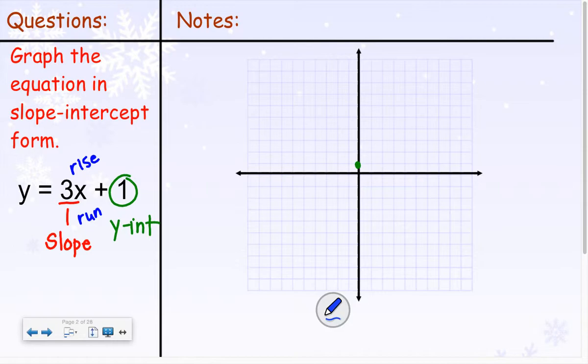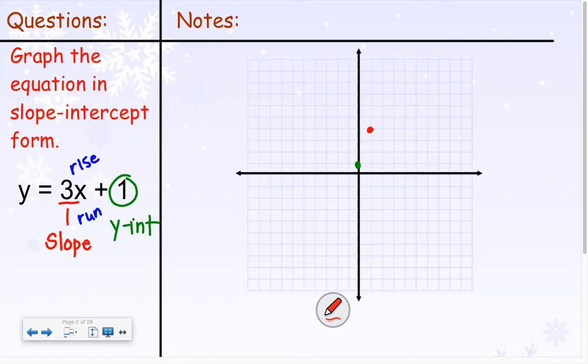Now I always start from the dot that I made for my y-intercept. So I'm going to start from the green dot, and then I'm going to rise 3, run 1. Now remember, rising a positive 3 means I'm going up. So I'm going to go up 1, 2, 3, and then running a positive 1 means I'm going to the right.